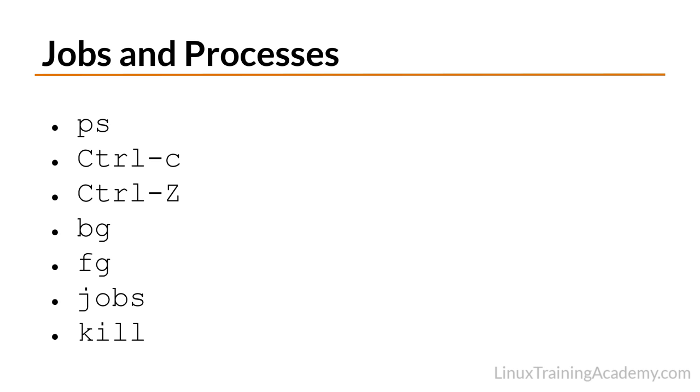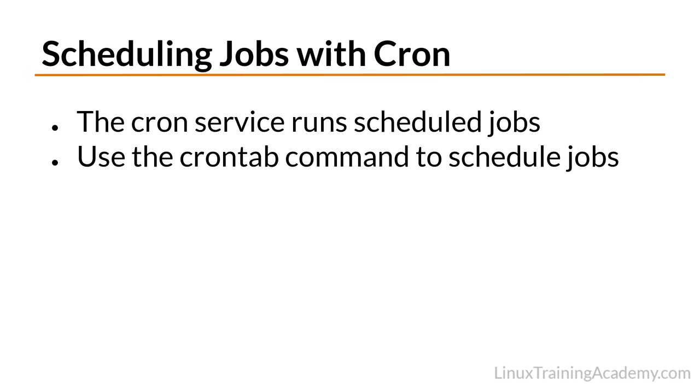If you want to kill a process or a job, use the kill command and supply the process ID or job ID. If you need to repeat a task on a schedule, you can use the cron service. The cron service is a time-based job scheduling service that starts when the system boots. Cron jobs are often used to automate a process or perform routine system maintenance, such as rotating log files. You can schedule cron jobs by using the crontab command.